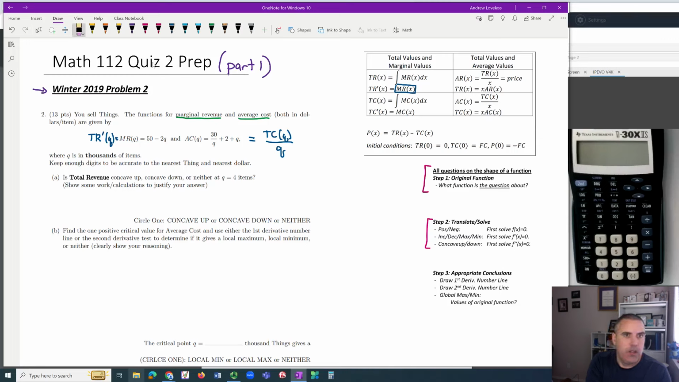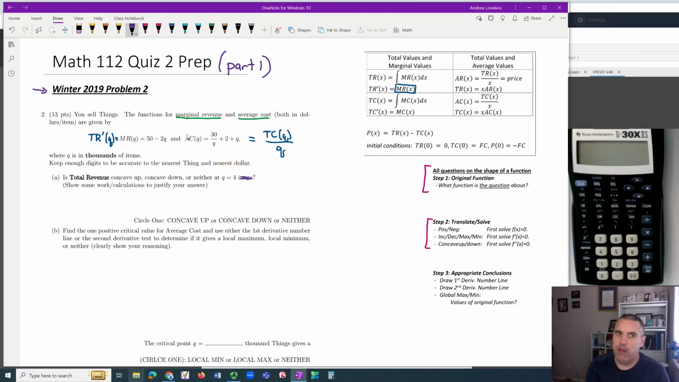Okay. Now what are we going to do? There's a little discussion of units. We don't do as much with units as we used to, but that doesn't affect what we're about to do. There is a typo. This should say 1,000 items. Anyways, okay, so here we go. So is total revenue concave up or concave down at Q equals 4?